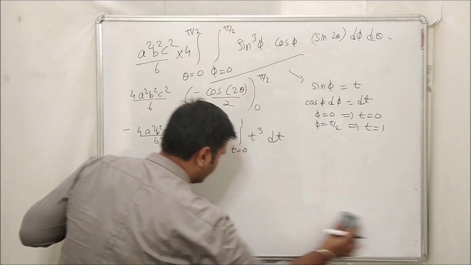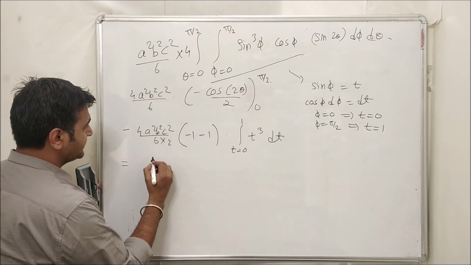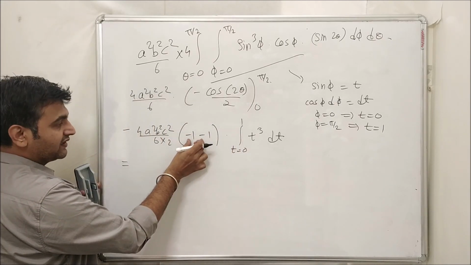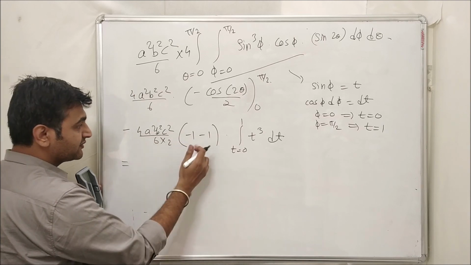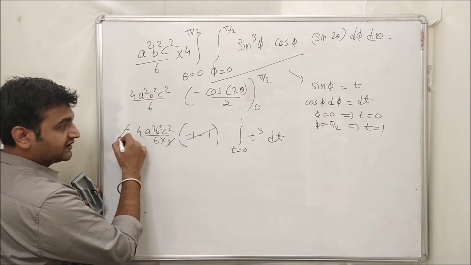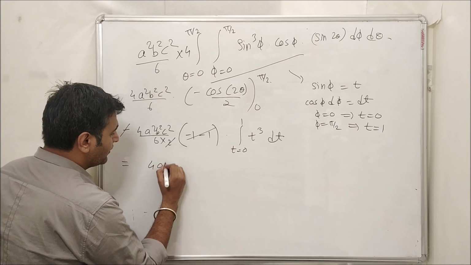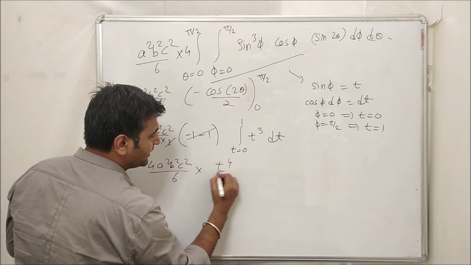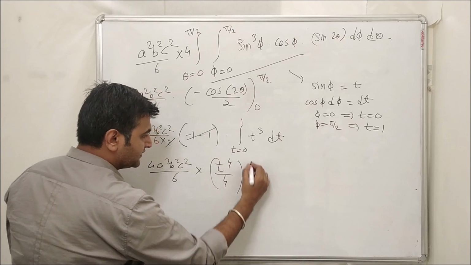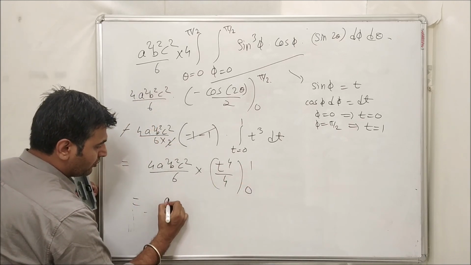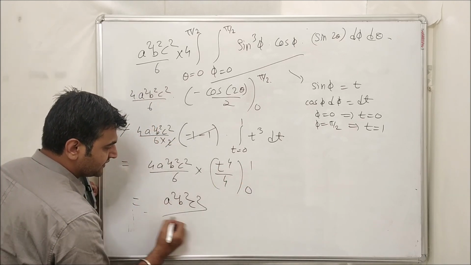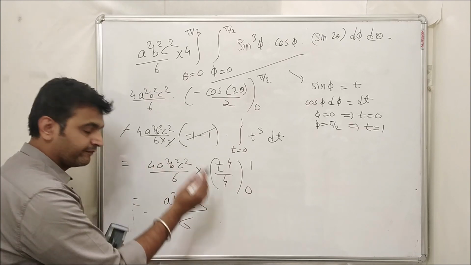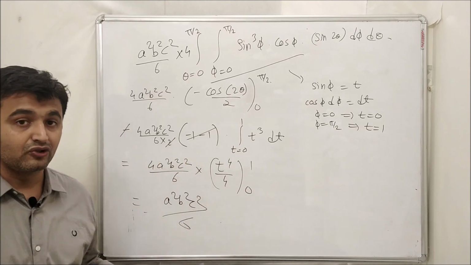Now we are done, I think, right? So this is minus into minus, minus 2 and minus here, which becomes plus 2. So this and this go away. So you have 4 a square b square c square by 6 into t raised to 4 upon 4, from 0 to 1, which gives a square b square c square by 6. So that's how you solve this kind of problem.